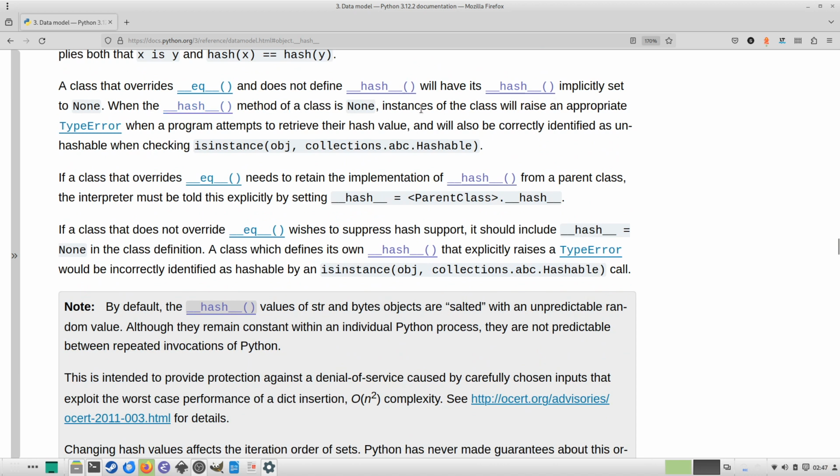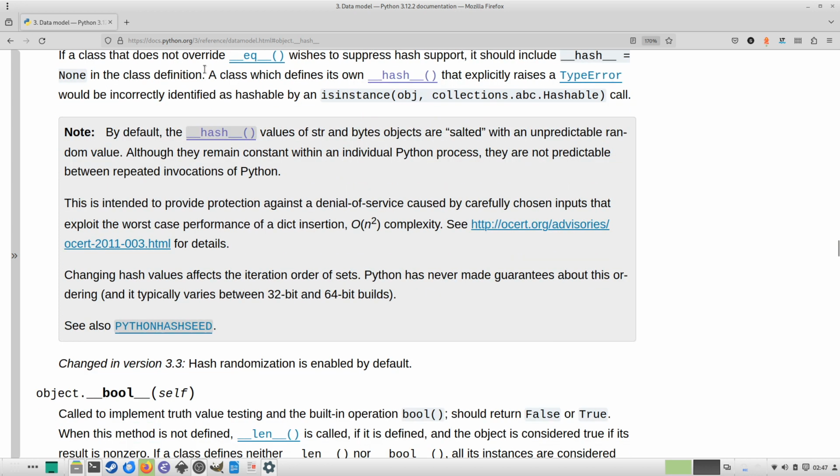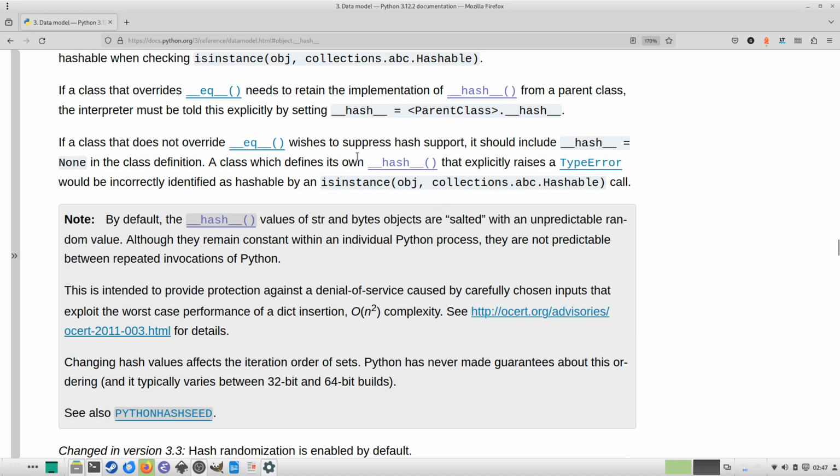When the hash method of a class is None, an instance of that class will raise an appropriate TypeError when a program attempts to retrieve its hash value, and will also be correctly identified as unhashable when checking isinstance(obj, collections.abc.Hashable). If a class that overrides equality needs to retain the implementation of hash from a parent class, the interpreter must be told explicitly by setting __hash__ = ParentClass.__hash__. If a class that does not override equality wishes to suppress hash support, it should include __hash__ = None in the class definition. A class which defines its own hash that explicitly raises a TypeError would be incorrectly identified as hashable by an isinstance(obj, collections.abc.Hashable) call.